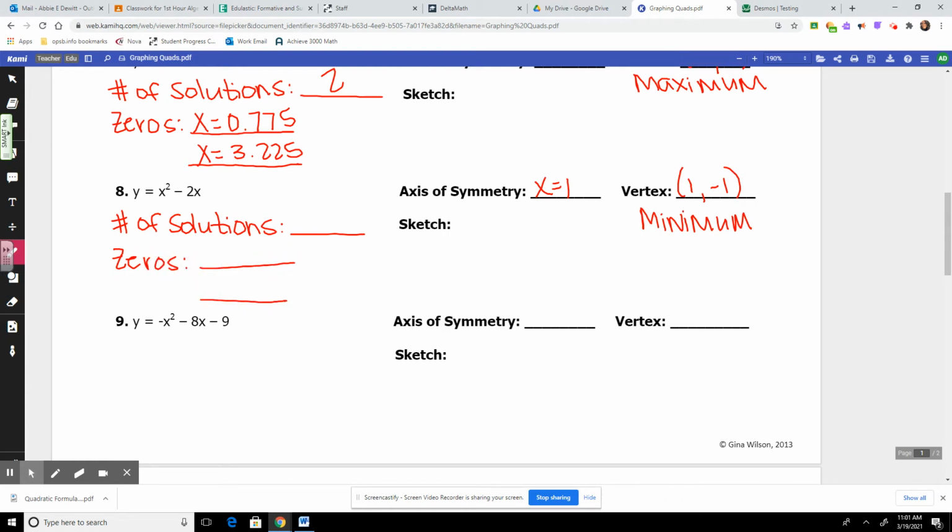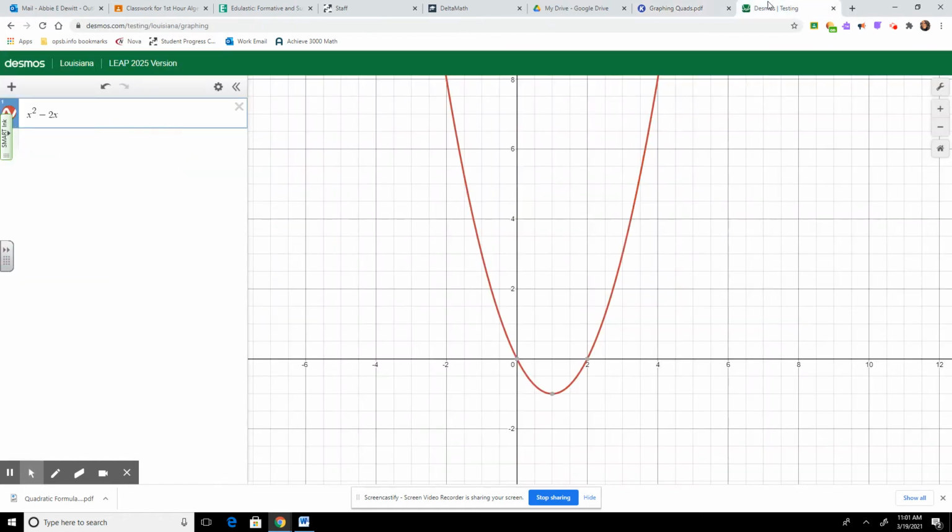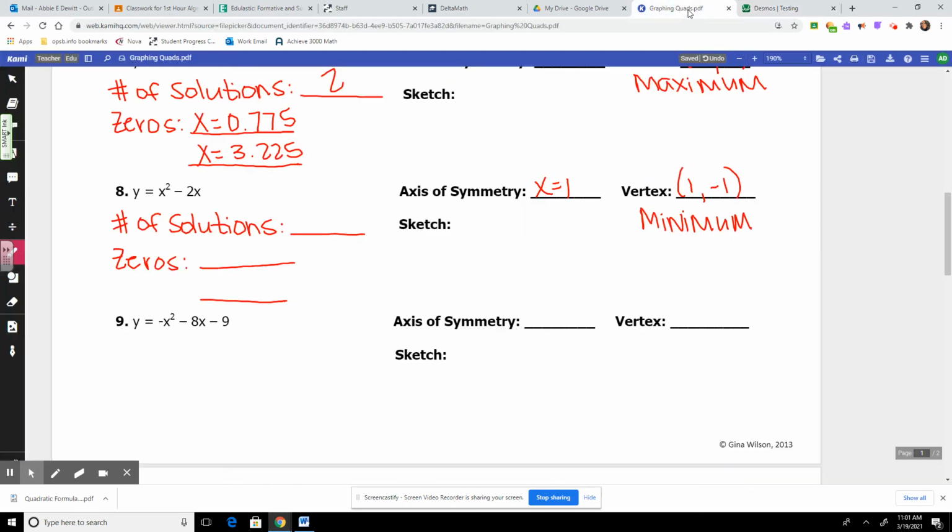The number of solutions, also known as the zeros, come from your x-intercepts. Where does this graph touch across the x-axis? Well, it touches here at x equals 0 and x equals 2. So I have two solutions at x equals 0 and x equals 2. Those are my zeros, my x-intercepts, my solutions to this quadratic.